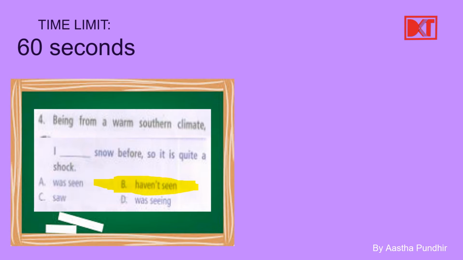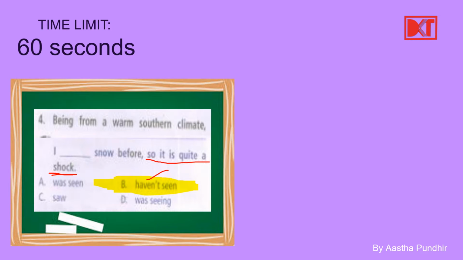This is present perfect. Okay. I haven't seen snow before, so it is quite a shock. And we can figure it out from the latter part of the sentence, that so it is quite a shock, which means this person has not seen snow before. That's why it is a shock for him. Otherwise, if he would have seen, then it wouldn't have been a shock, right?